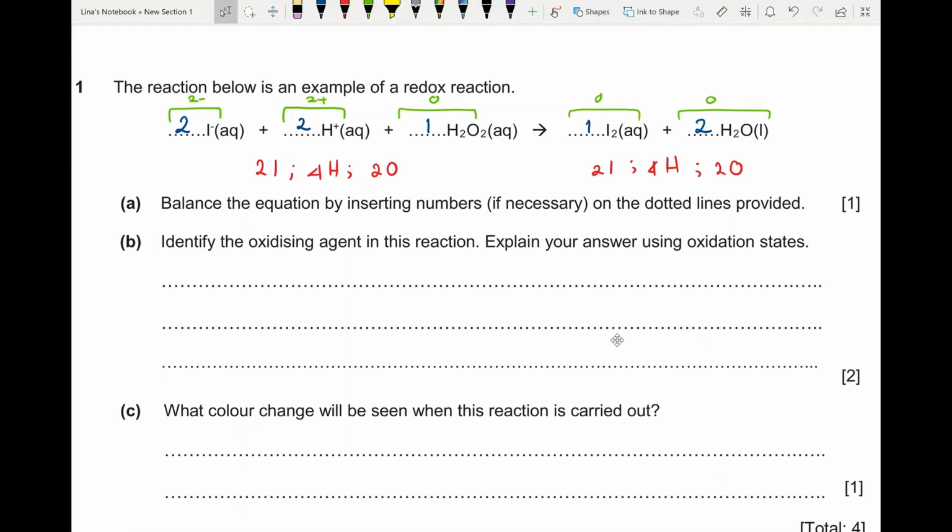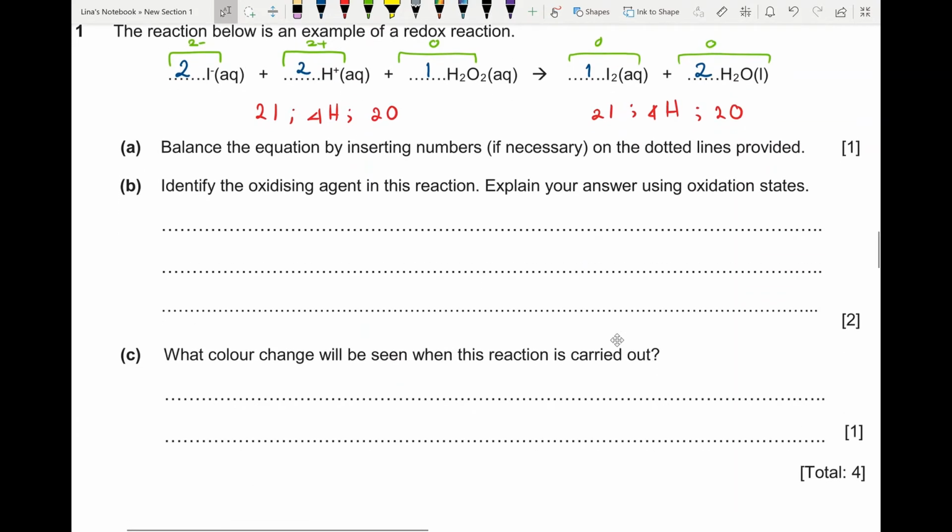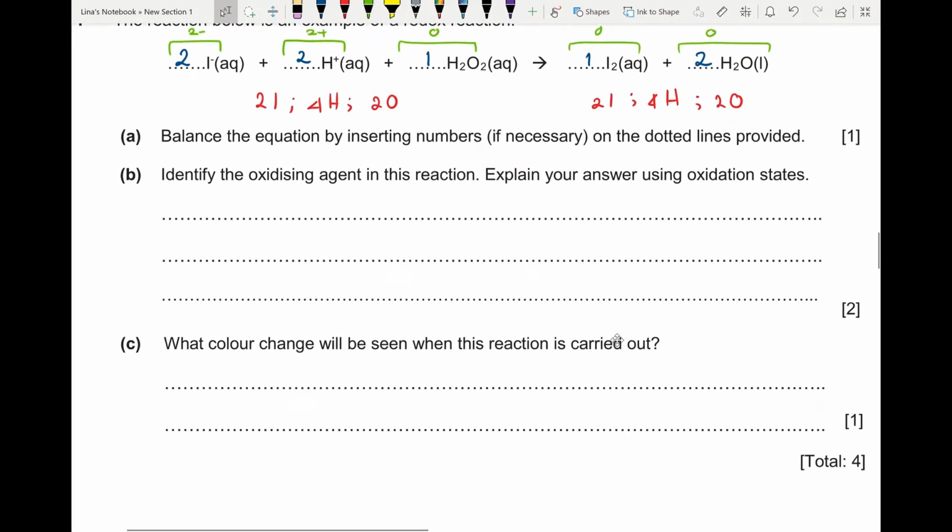Identify the oxidizing agent. Again, the oxidizing agent is the chemical that gets reduced.